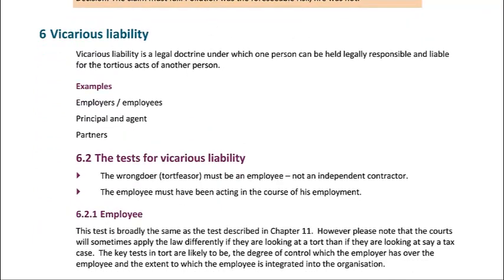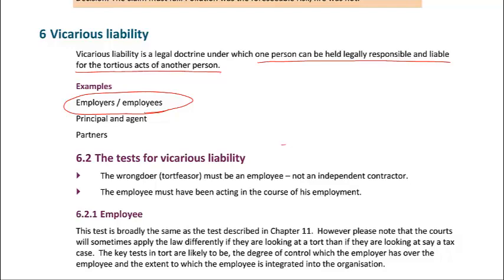Now, another point which we will see more of when we look at employment law is vicarious liability. Now, vicarious liability means that one person can be liable for the tortious acts of another. Now, there's three situations when this can happen: employers and employees, principal and agent, and partners. The main one that you're likely to see is this first one, although we will have a word about all three. Now, what happens here is quite a useful thing to have because, first of all, it protects employees.